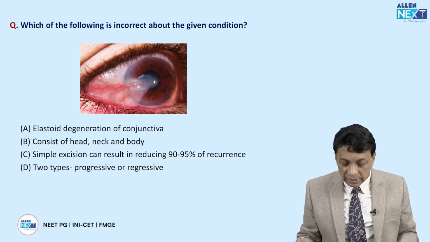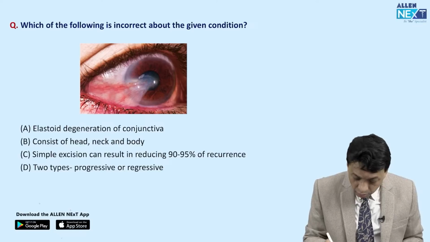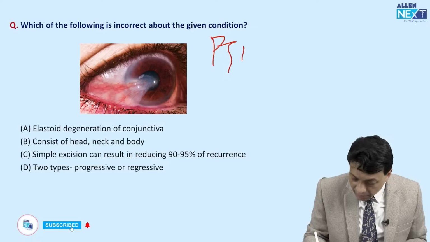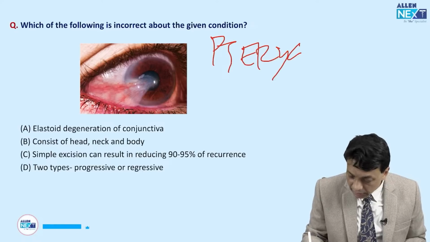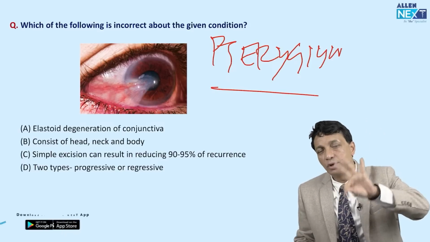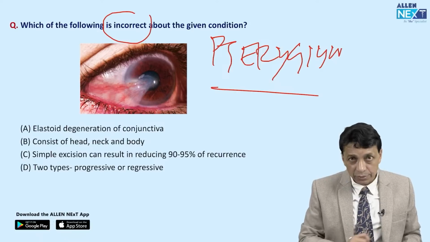Very well. Which of the following is incorrect about the given condition? And what we see here is the triangular encroachment of the conjunctiva. So we all know, by the multiple times that we have seen this condition, this is called pterygium, is it not? Which means a bird's wing. So what is incorrect here? Let's look at that.